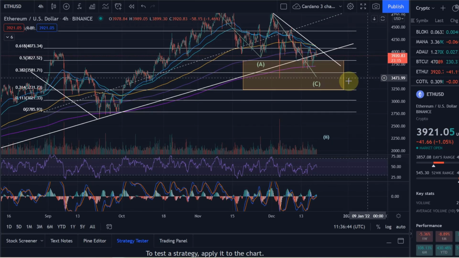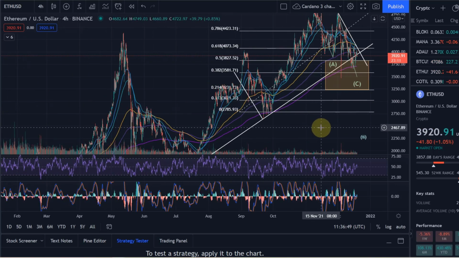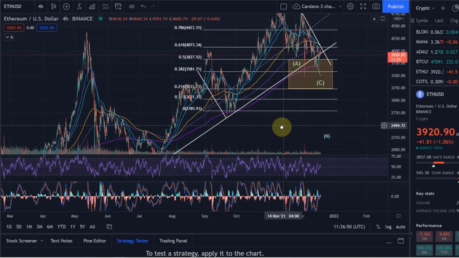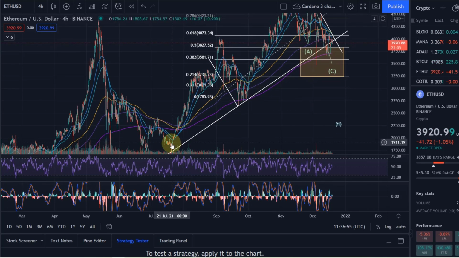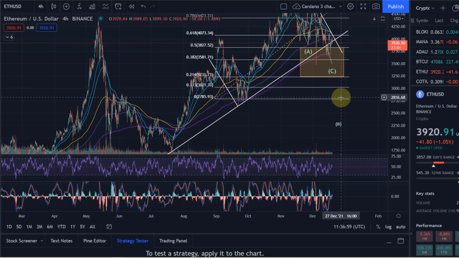Now, if we break below 3,200, then another target area will become active. I did show it to you in previous videos. That is my rather more bearish point of view, and I actually primarily expect us to get into this area and into the other one. But for now, we remain here in this one.